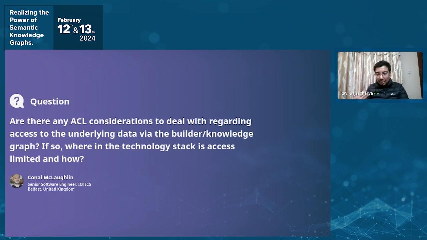But we can also do that at the data level, where we have certain subgraphs that we probably don't want to give access to certain users or groups of users. We are able to do that at the graph level as well, so all the way down to the data level.